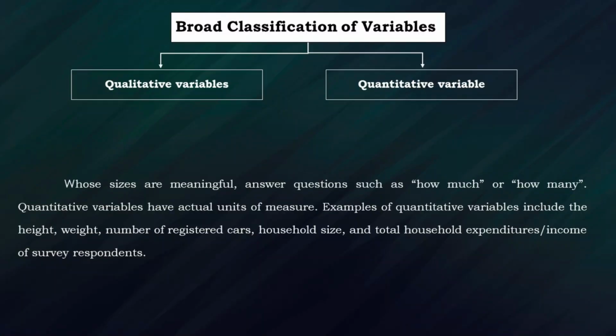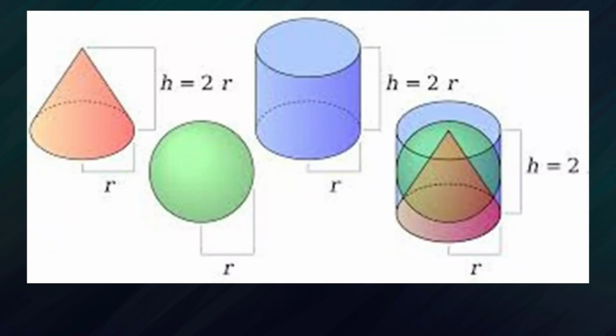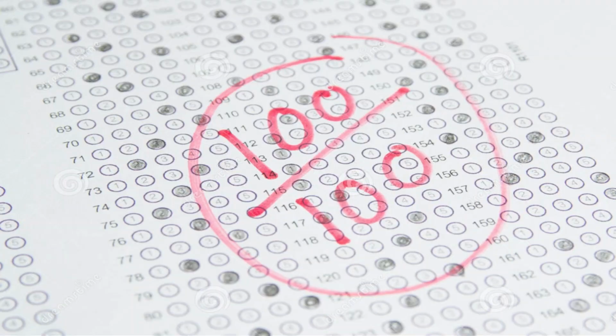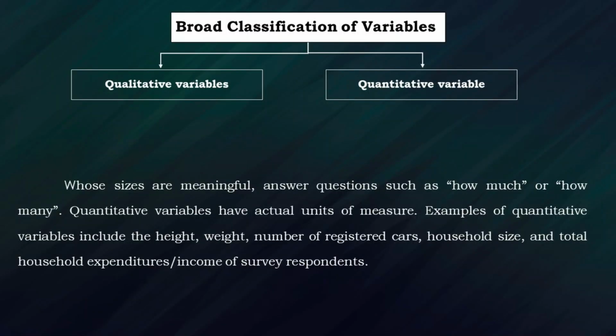Quantitative variables, on the other hand, deal with numbers and measurements. These answer questions like how much or how many. They help us measure things like height, weight, areas, volumes, temperatures, money, or test scores. Both types of variables are important, but they serve different purposes. So, whenever you encounter data, ask yourself, is this qualitative or quantitative?